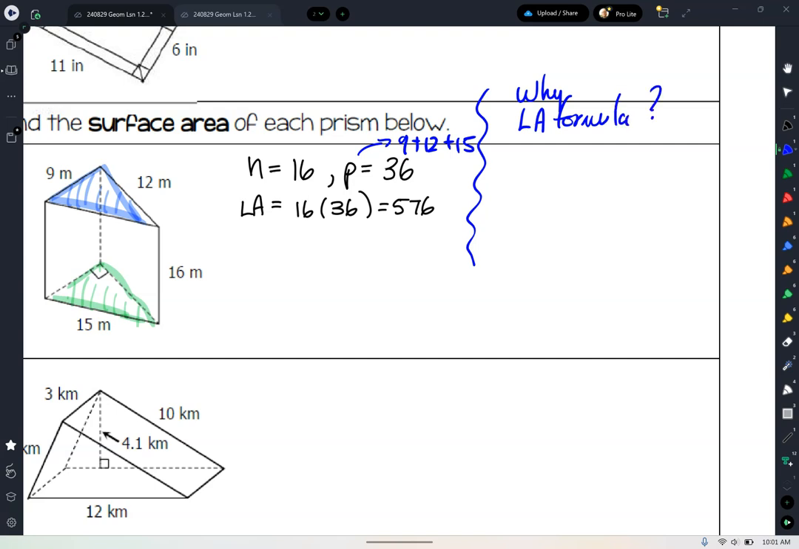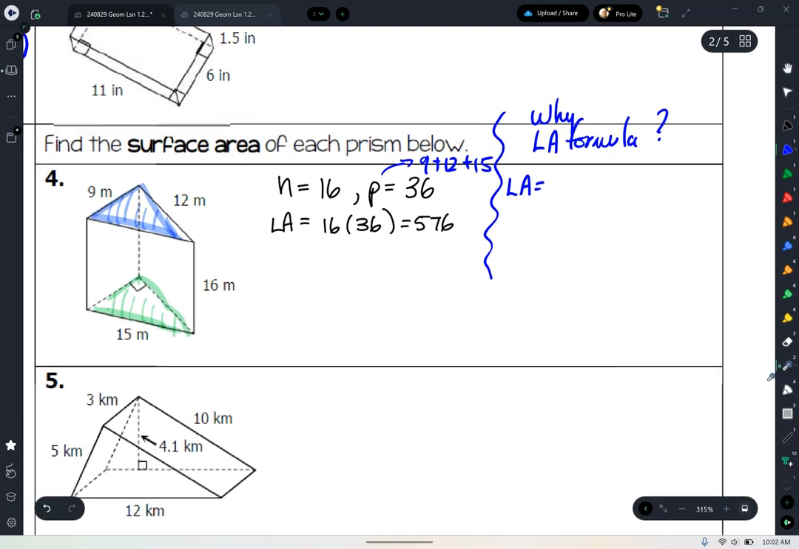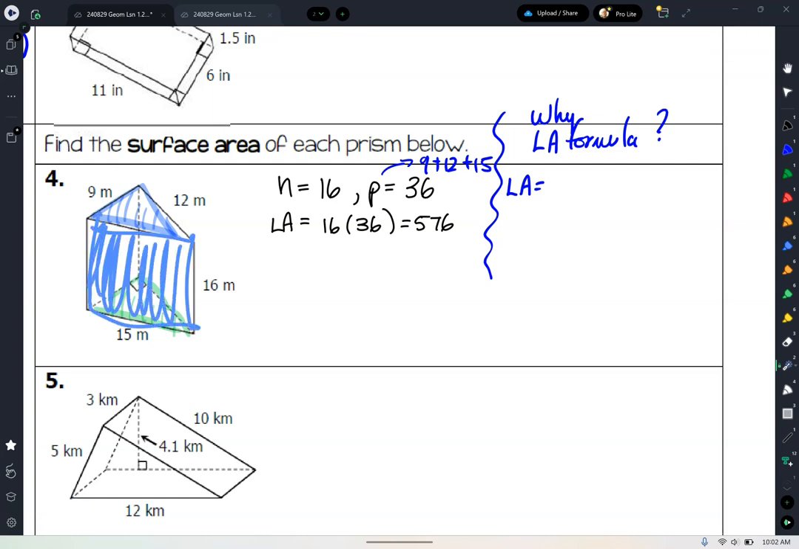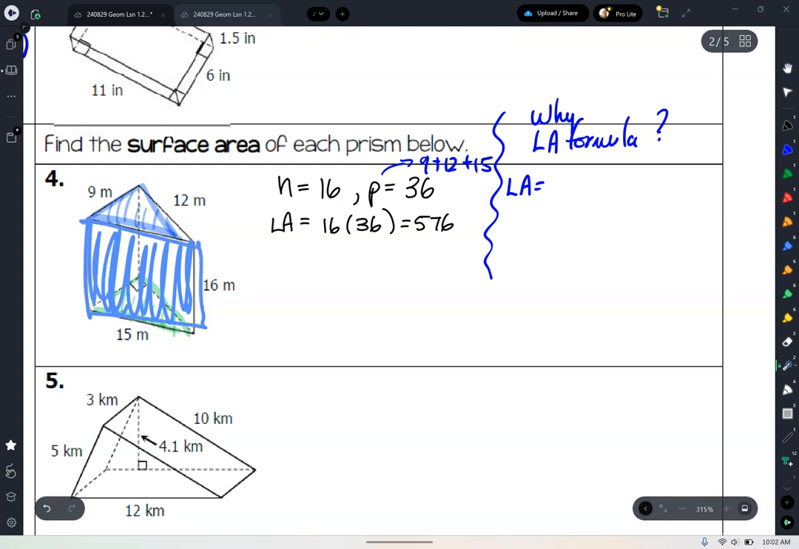Okay, so let's talk about why the lateral area formula works. The lateral area, we just said, was the area of 3 planes. It's the area of the front plane. What's the area of this plane right here? What kind of shape is that? 1, 2, 3, 4. It's a rectangle because they're not all the same.